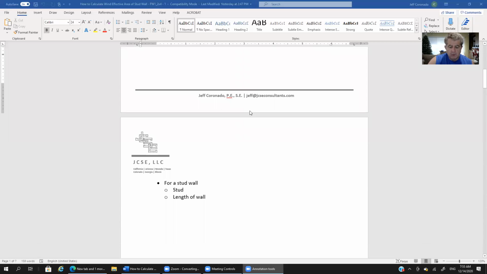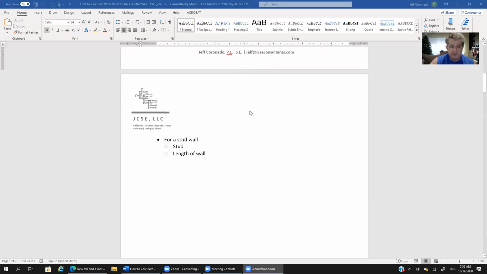All right, so in particular, we're looking at a stud wall, right? So we've got a stud wall. Do we take the effective area? Do we take, let's say, the width? That was the original question. Do we take the width that we're going to look at here as the width that's tributary to the stud, or do we take the width that's tributary to the entire wall?